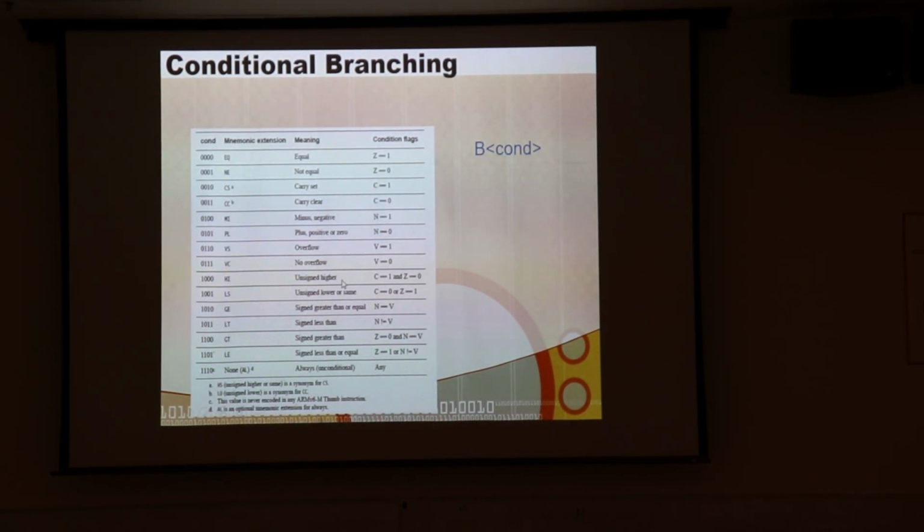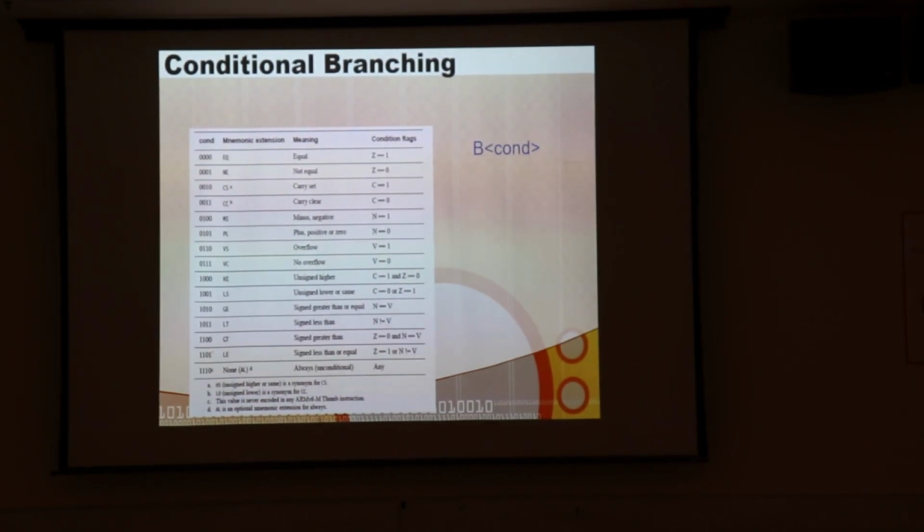So compare unsigned higher or same to signed greater than. Notice unsigned higher looks for the carry bit to be a 1 and the Z bit to be a 0. Signed greater than, on the other hand, wants the Z bit to be a 0 and the N bit to equal the V bit. So you can see these things are more complicated, and they are definitely broken out by whether you consider the value that you're working with to be signed or unsigned.